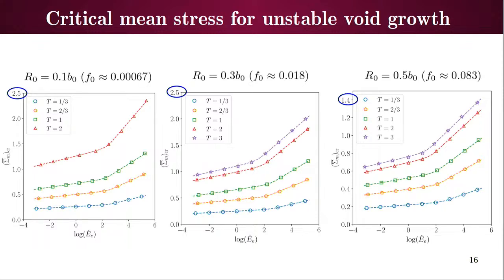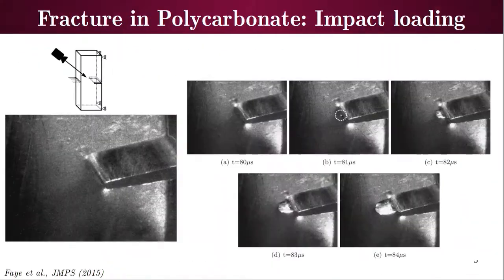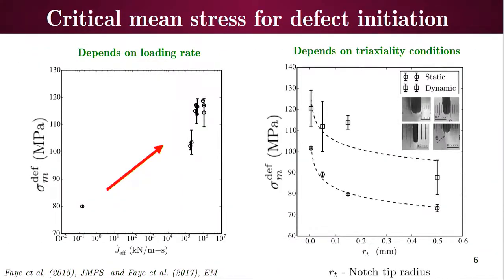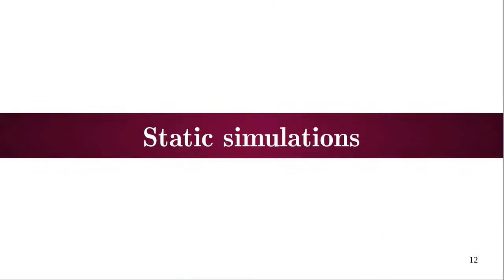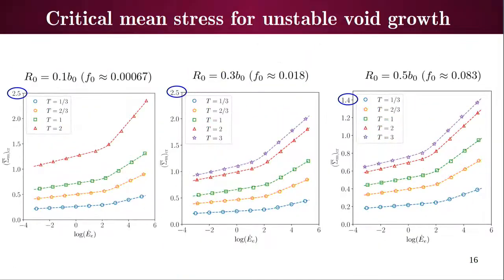This is what was observed in the experiment, that the mean stresses required for void growth are higher at higher strain rates. So this is what we can characterize through these void growth simulations: at higher loading rate, higher mean stresses are required for sudden void growth. Again, these are for three different void sizes. This is in a global sense, where we are looking at the mean stress criterion.